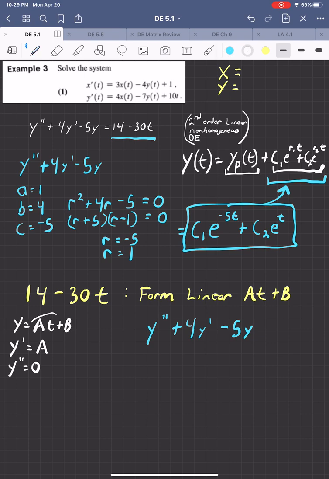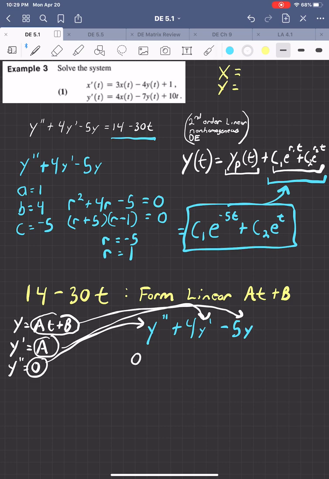So we're simply plugging in here, here, and here. All right, so let's go ahead and do that right now. So that's going to be 0 plus 4a minus 5 times (at plus b), right? And of course, we need to find the a and the b such that it is equal to 14 minus 30t.